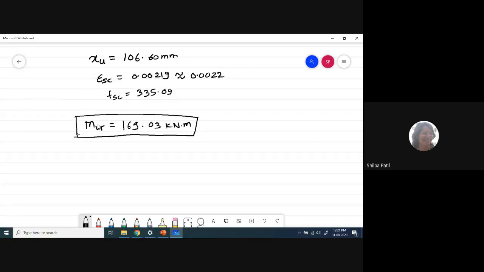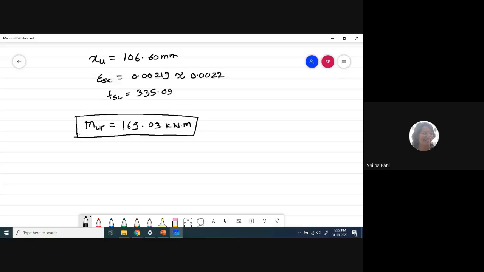Is it clear, guys? Yes, ma'am. So we have solved two cases now by considering HYSD bar. In the first case, we got the type of section as over reinforced, and we found that the number of iterations required for over reinforced sections is less. And in the second case, we found the type of section as under reinforced, and the number of iterations required for that is more as compared to the over reinforced section. So this is how we analyze the doubly reinforced section when the type of steel is HYSD bar.